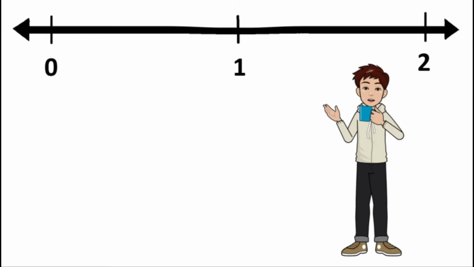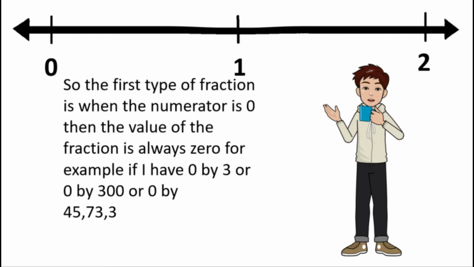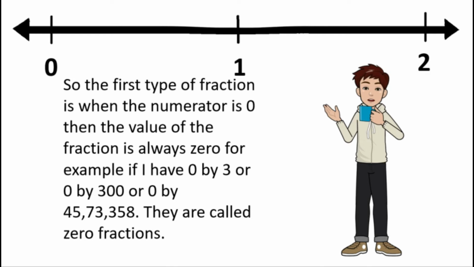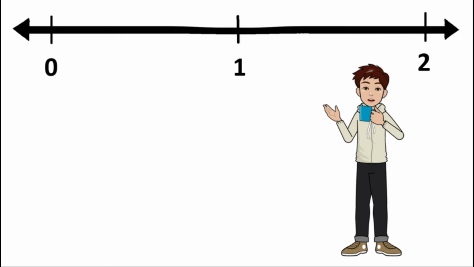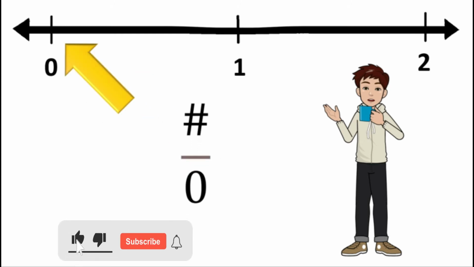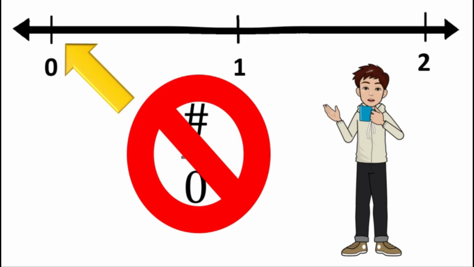So here, as you can see, I have a number line. The first type of fraction is when the numerator is 0. So the value of the fraction will also be 0. For example, 0 by 3 or 0 by 300 or 0 by 45,73,358, they are called zero fractions and their value is just 0. They are on this section of the number line and you can't have 0 as your denominator because you can't divide any number by 0. So it's a big no-no.